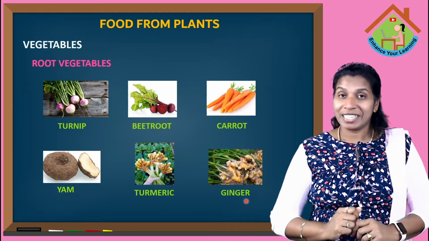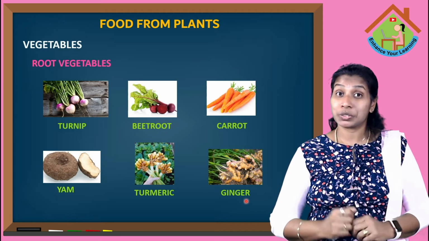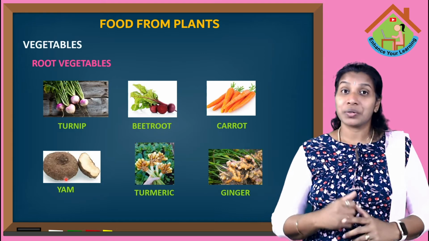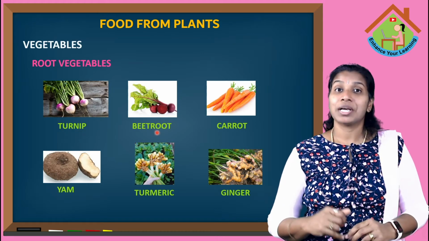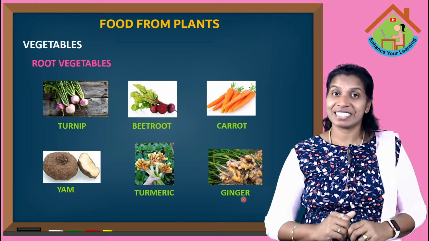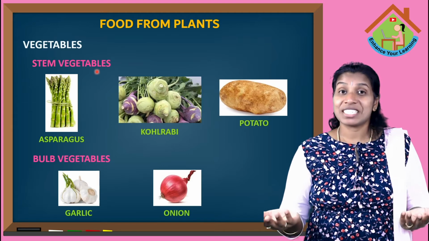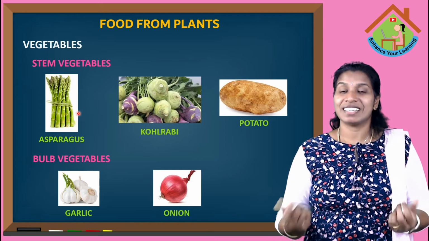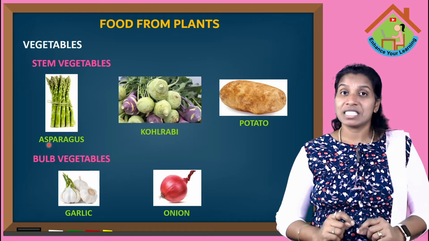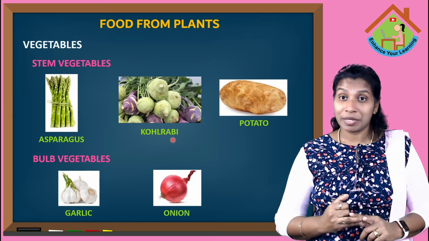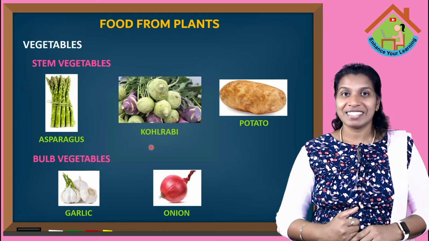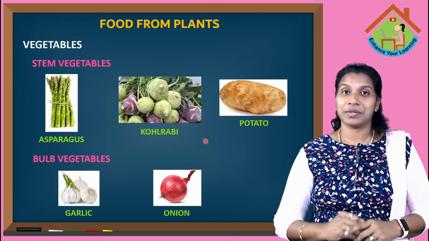Okay, kids? Today after the class you have to ask your mom to show the different vegetables available at your home. So what are the examples of root vegetables? Turnip, beetroot, carrot, yam, turmeric and ginger. Next we are going to see stem vegetables. What do you mean by stem vegetable? We are eating the stem part of the plant. What are the examples of stem vegetables? Asparagus, kohlrabi and potato.